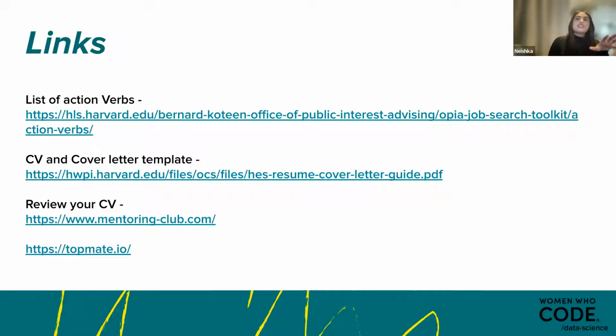Again, Harvard has this guide of CV and cover letter templates. You'll also get a big list of action verbs there, so you can have a check there. Now, if you want to review your CV, don't be restricted again to these links. Check out other websites as well. There might be more, but Mentoring Club and TopMate is something I've used in the past, so it's pretty good. And you can find a few mentors. I would not say restrict to one. Try finding 2 to 3 mentors.